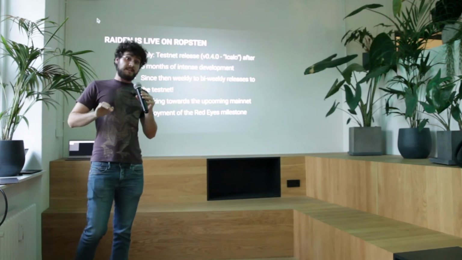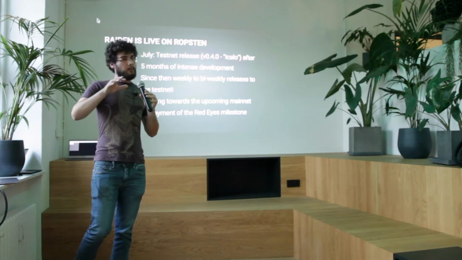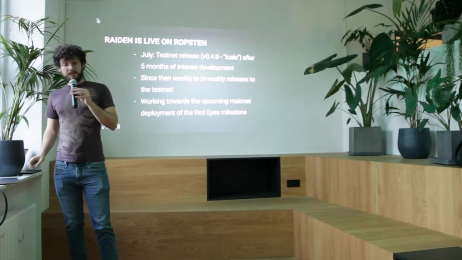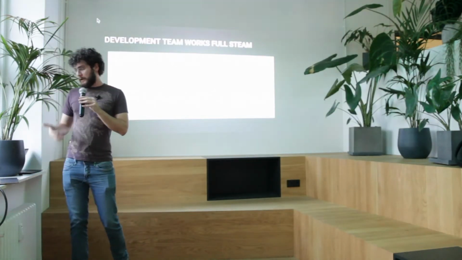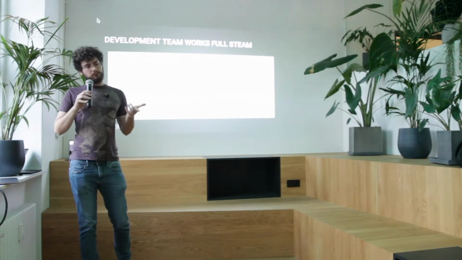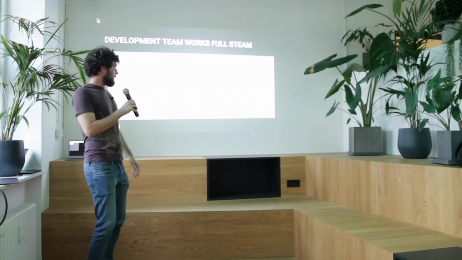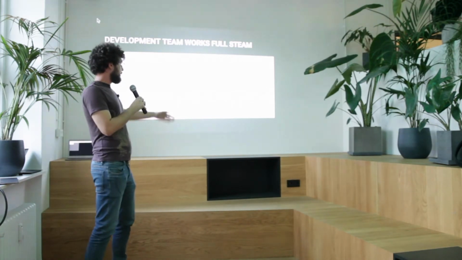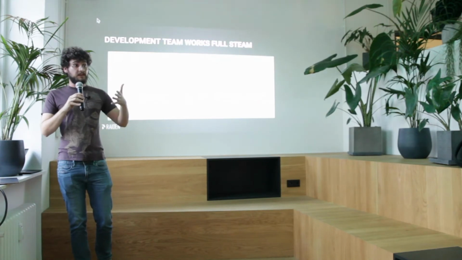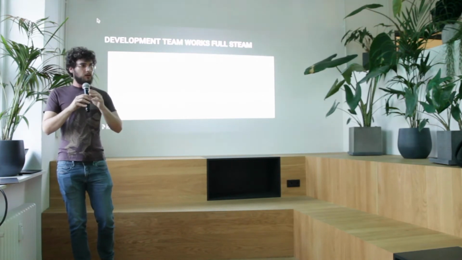The Red Eyes release goal is to go to the mainnet, because right now we are just doing testnet releases to the Ropsten network. Here you can see how the development has skyrocketed in the last few months, especially in July, because we're trying hard to do bug fixes and improve the features that we have so that we can go to the mainnet.